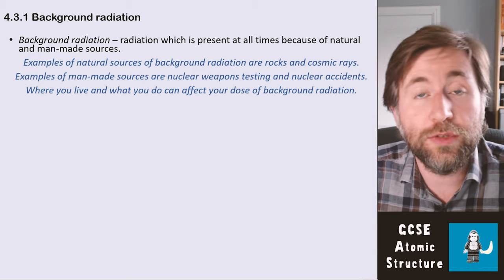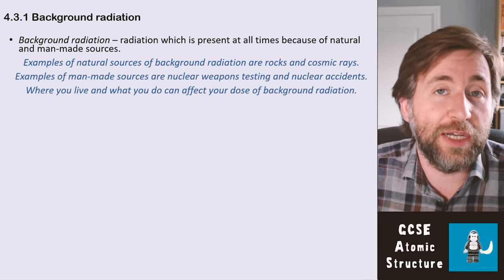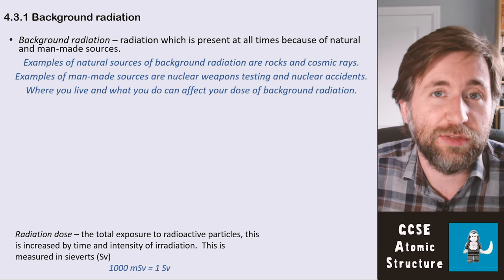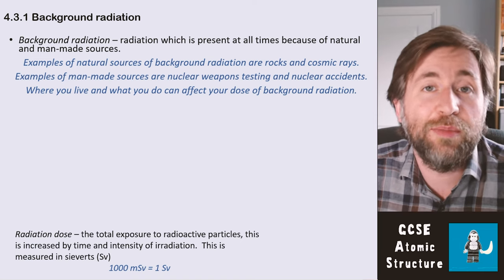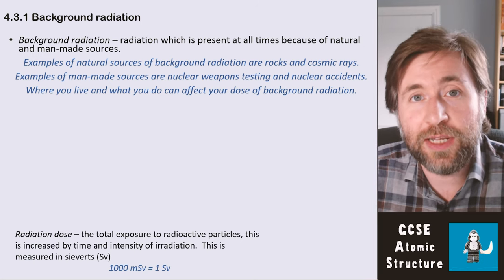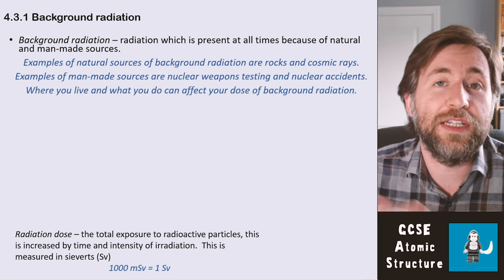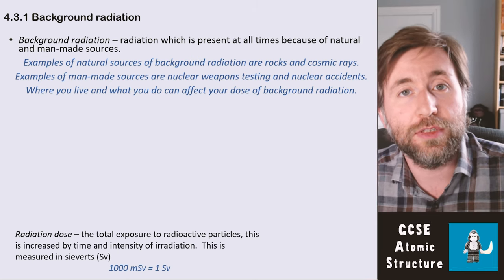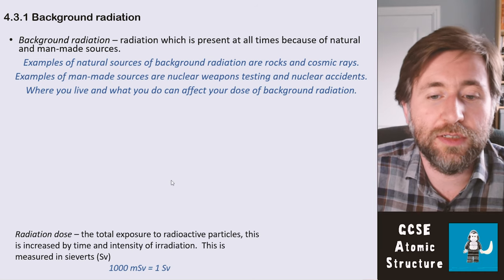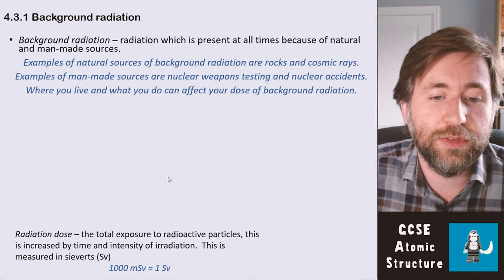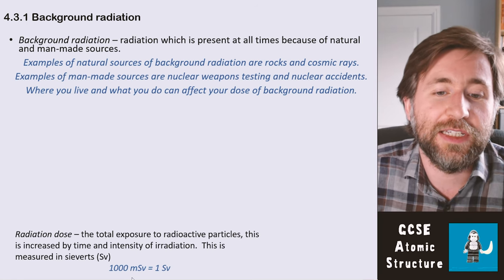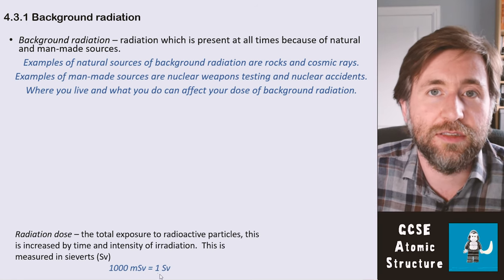Where you live and what you do for a living can actually affect the dose of background radiation that you get. Radiation dose is the total exposure to radioactive particles. If you like, it's how many radioactive particles are going to have hit that person. This is increased by time and increased by intensity. So if it's a more intense source or you stay near it for a longer time, you get a higher dose. And this is measured in a unit called sieverts. Now, one sievert is a very, very large unit, so we tend to use millisieverts. And mentioned specifically is the conversion between millisieverts and sieverts.